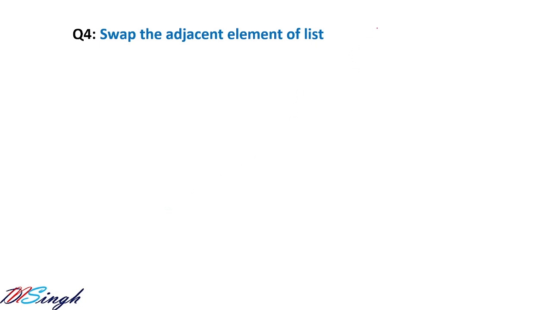So if I have a list like this, again we will take the same example: 20, 10, 40 and 30. Our job is to swap the adjacent. Adjacent means the elements which are side by side to each other. So how are we going to do this?